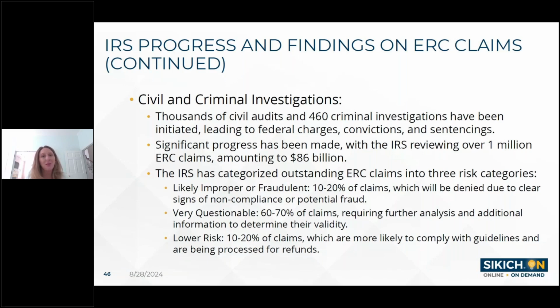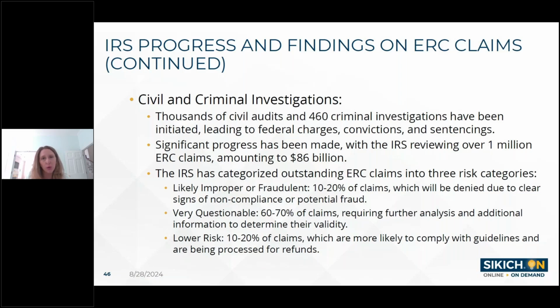The next bucket and the bulk of the claims is 60 to 70%, which they have identified as very questionable. So these are claims that the IRS will do further analysis on. They'll likely reach out to the entities through a letter requesting additional information to be able to determine if the eligibility requirements were met and if that is an eligible claim that should be paid out.